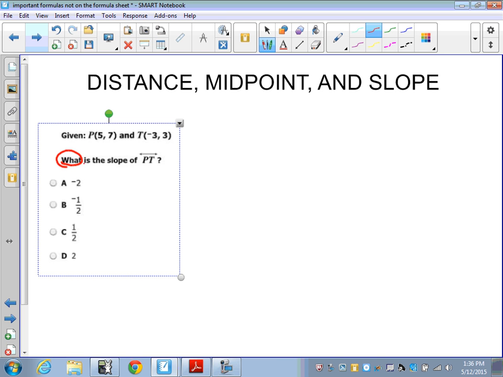Again, what is the slope of PT? Really simple here, it is just rise over run. So again, another slope problem. This one should be one of the easiest problems on the SOL.